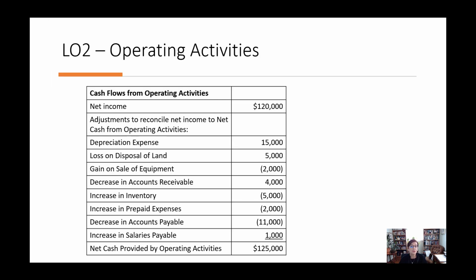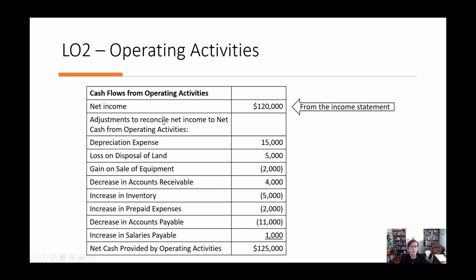All right, so now let's look in detail at how we prepare each of these three sections. Now, not a lot of detail, because this, remember, is an overview. There are 2 other videos there that will walk you through the whole thing from beginning to end. All right, so this is a typical operating activity section. Notice that it begins with net income, and net income comes from our income statement. Remember what's on your income statement: revenues minus expenses equals net income. So the net income comes from the income statement.